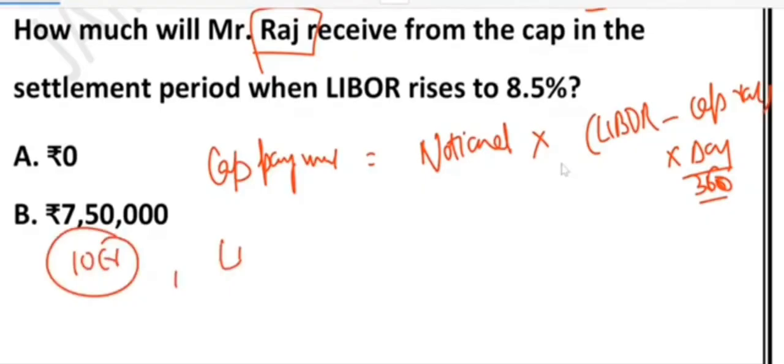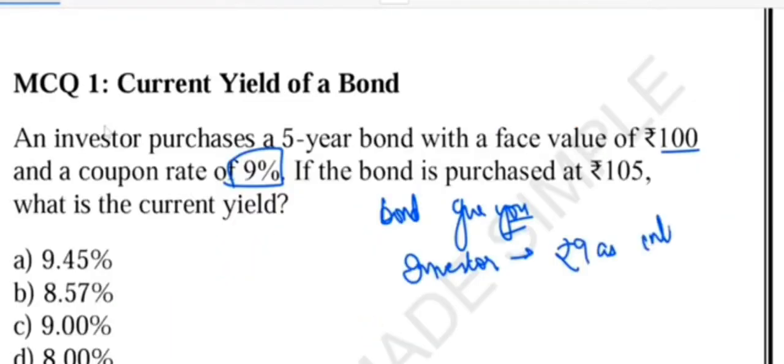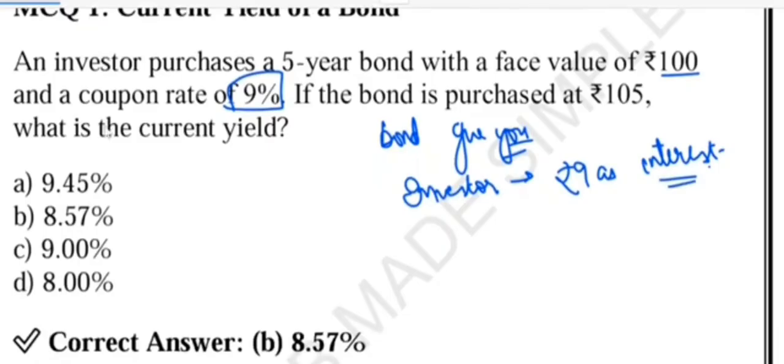What is the LIBOR rate? LIBOR has risen to 8.5%. What is the cap rate? The cap rate is 7%. So this is nothing but 0.085, and this is nothing but 0.07. Now let's apply the formula. So for 10 crore, instead we will get 9 rupees as interest, because if you find 9% of 100, you will get 9 rupees. This is step number 1, meaning what the bond gives you. So the bond gives you rupees 9 as interest.